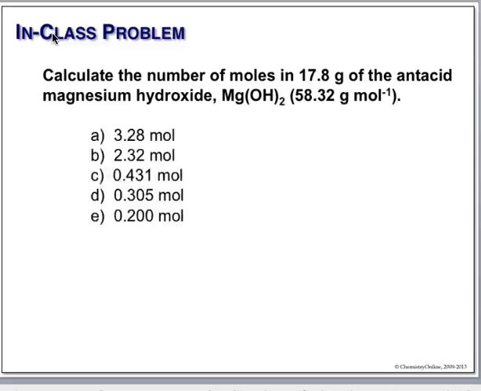If I tell you that magnesium hydroxide has a formula weight of 58.32 grams, what that means is we go to the periodic table. Magnesium is 24, oxygen is 16, hydrogen is 1. We add them all up, we get 58. That means that 1 mole of magnesium hydroxide weighs 58.32 grams. Now, I have 17.8 grams of this stuff. How many moles do I have?